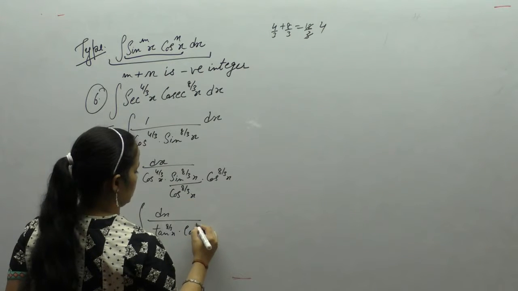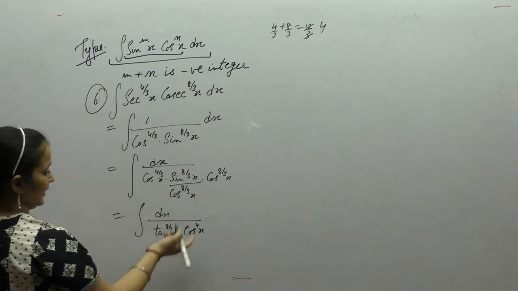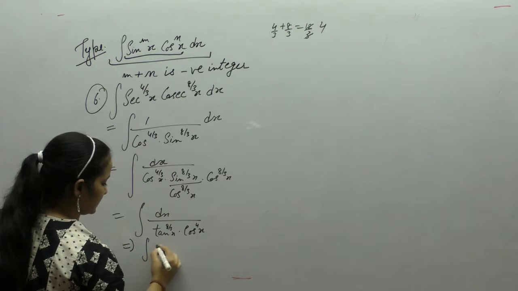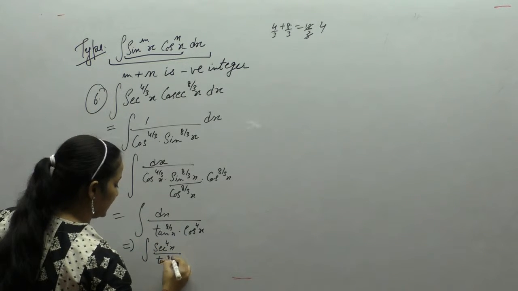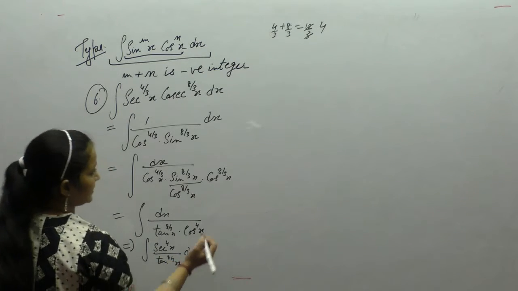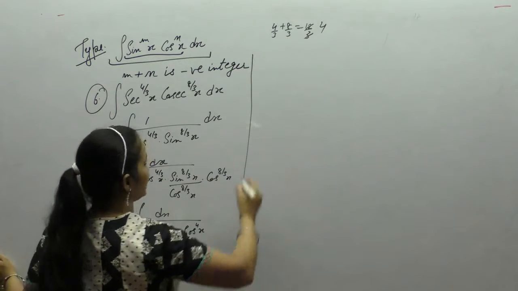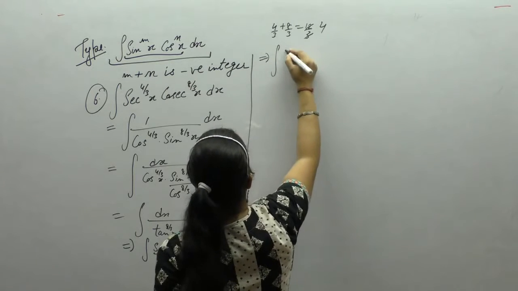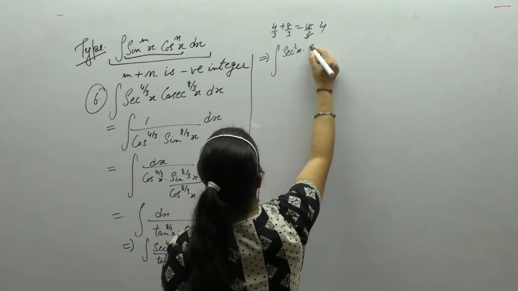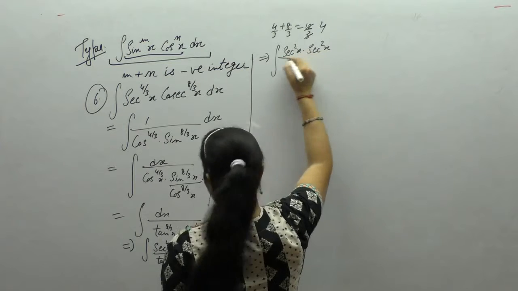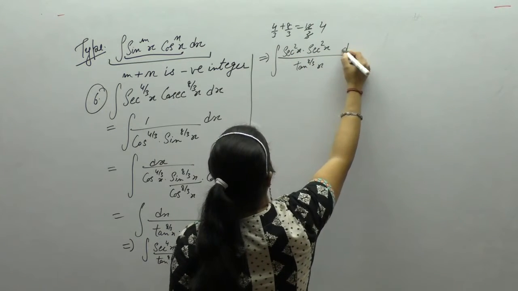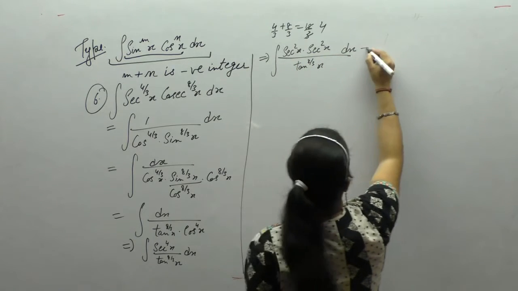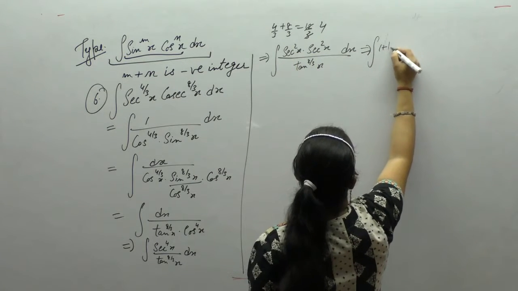Into cos of 4x. Again 1 upon cos is sec, so sec 4x upon tan 8 by 3x dx. Instead of sec 4, we write sec square x into sec square x upon tan 8 by 3. Sec square x is equal to 1 plus tan square x.